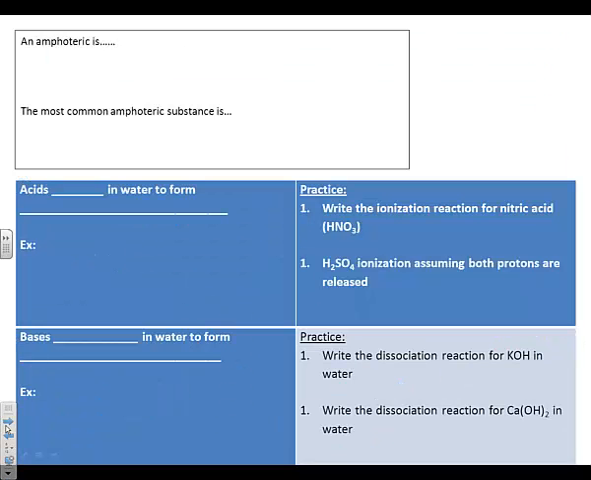Then, amphoteric. It's a weird word. I've seen that prefix before in biology, like when we're talking about amphibians. Those animals that live both in the water and on land. So they can actually be two things. How do we apply that to acids and bases? If it's amphoteric, it could probably act as an acid or a base. So it can go either way.